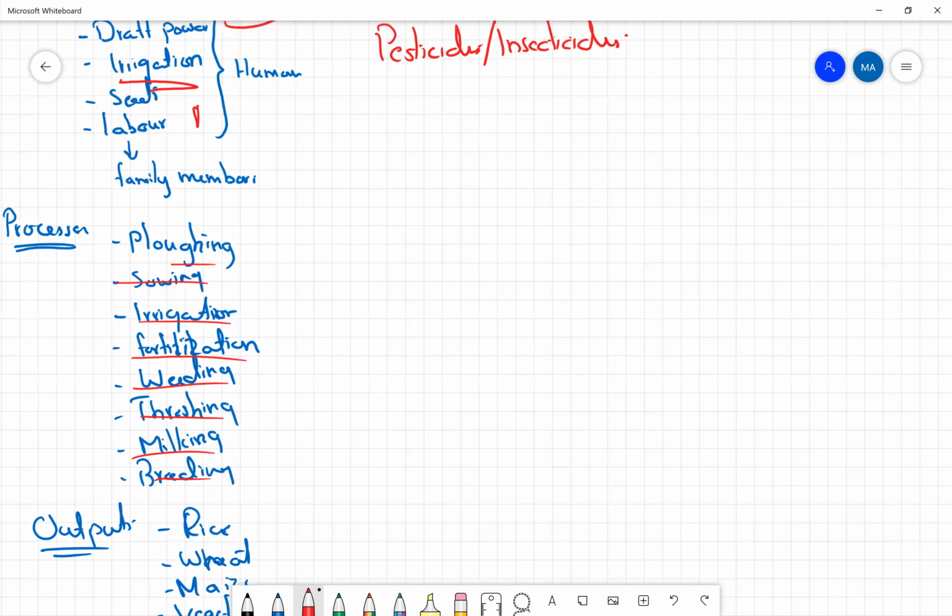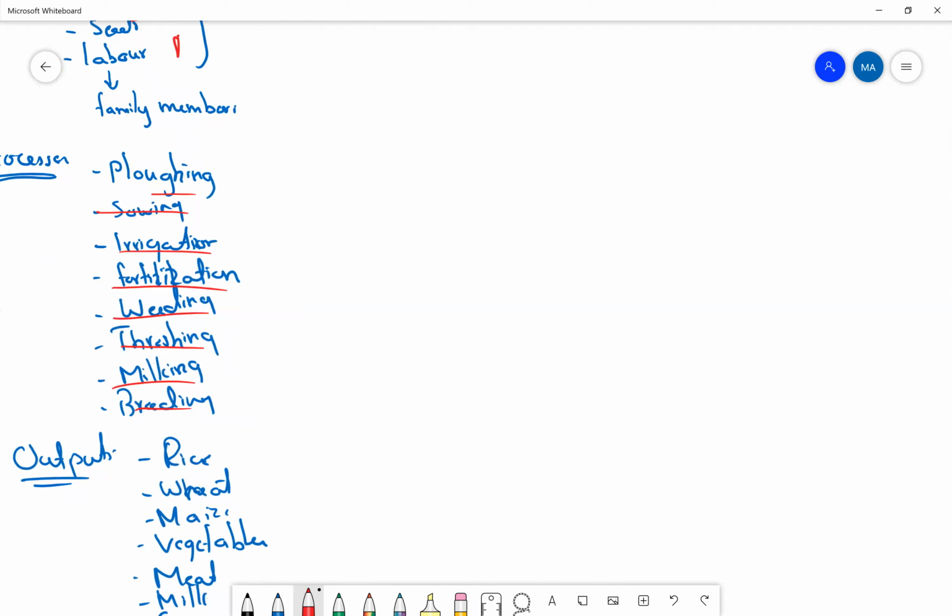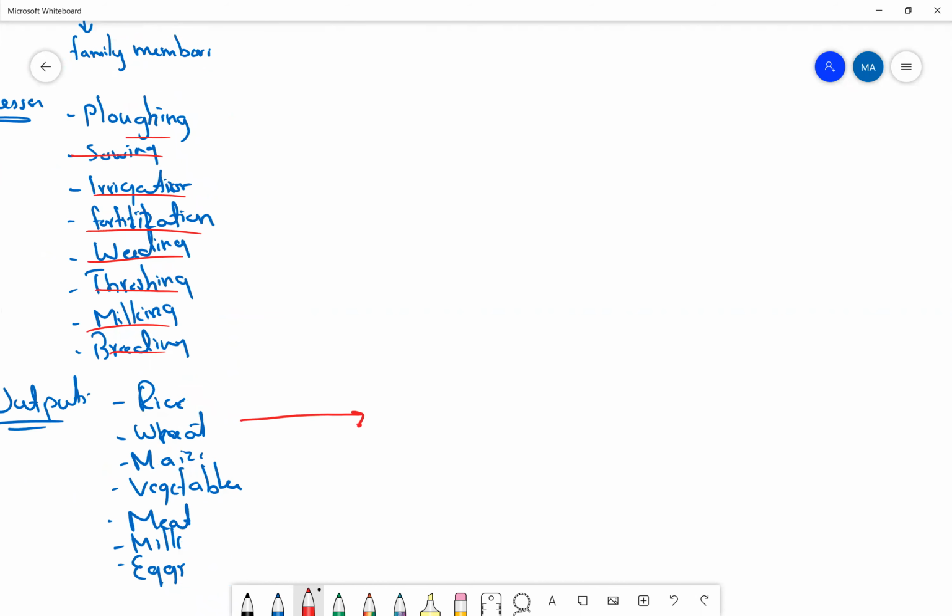And outputs are also similar, except for a few. Cotton is not grown on a subsistence farm, but on a cash crop farm. Then sugarcane is grown at a large scale cash crop farm, because obviously nobody wants to plant sugarcane for domestic purposes. It's such a heavy crop that it's mostly planted for commercial activities. Then oil seeds, tobacco, all of these are unique to cash crop farms.